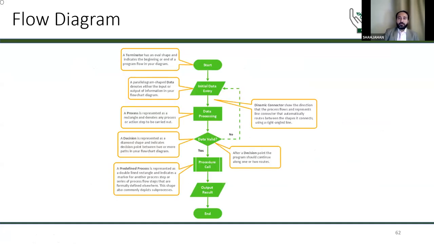Then the flow diagram. We use a flow diagram for any process in our hospital. For example, the process of how you receive medication in the pharmacy: you make the request, and it starts. So this terminator has an oval shape. This oval shape means start. Then this parallelogram means a process. This rectangle means data processing. This diamond means a decision. You will make a decision here.